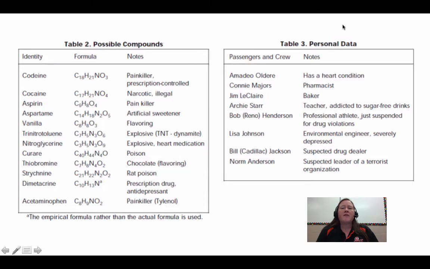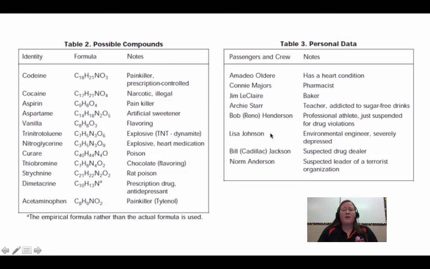This is a list of our passengers and crew. Amedeo Oldere has a heart condition. Connie Majors is a pharmacist. Jim LeClaire is a baker. Archie Starr is a teacher addicted to sugar-free drinks. Reno Henderson, a professional athlete. He's just been suspended for drug violations. Lisa Johnson's an environmental engineer who is severely depressed. Norm Anderson, a suspected leader of a terrorist organization.